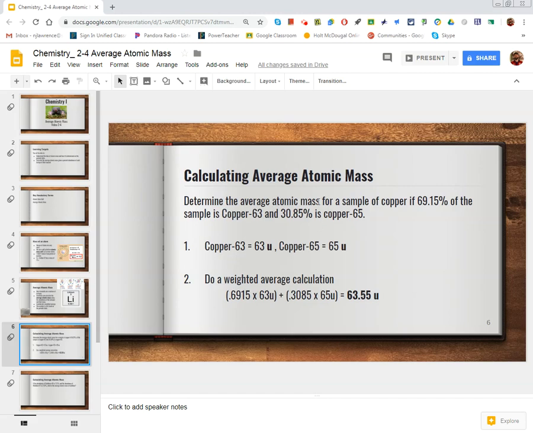Determine the average atomic mass for a sample of copper if 69.15% of the sample of the copper is copper-63 and 30.85% of the copper is copper-65.